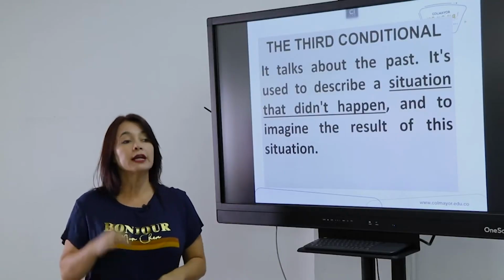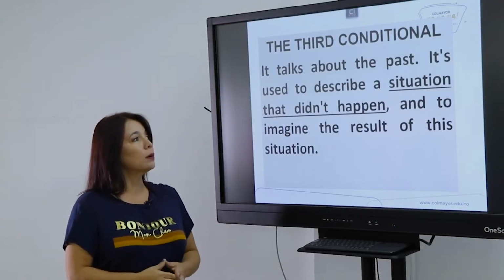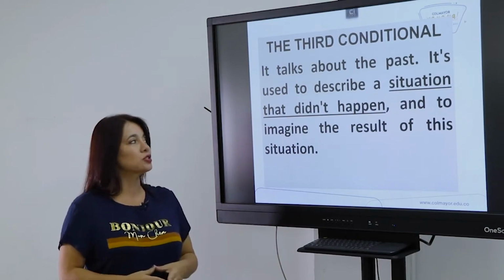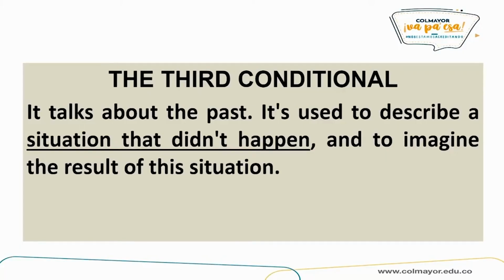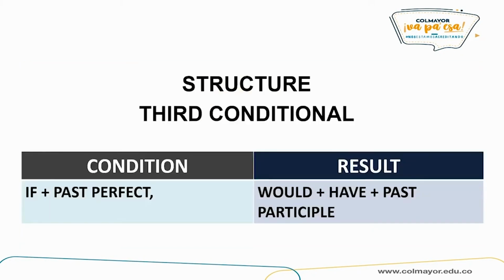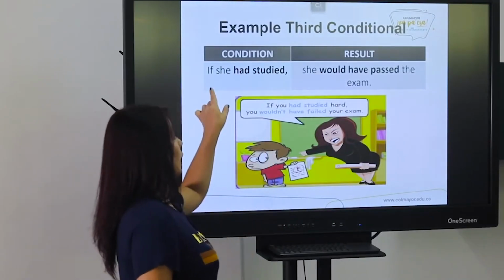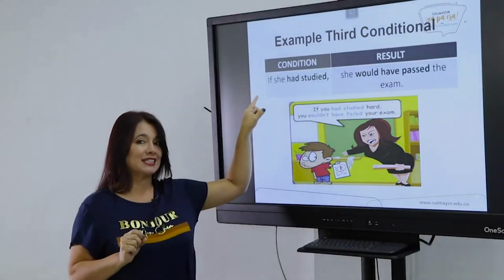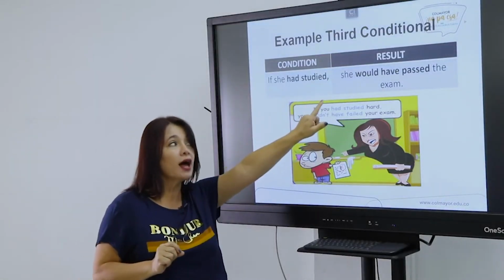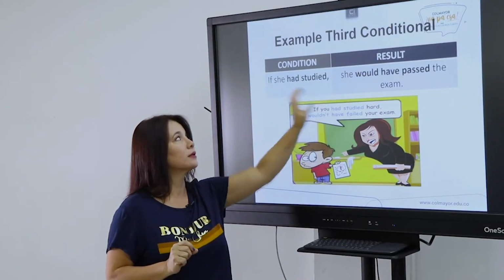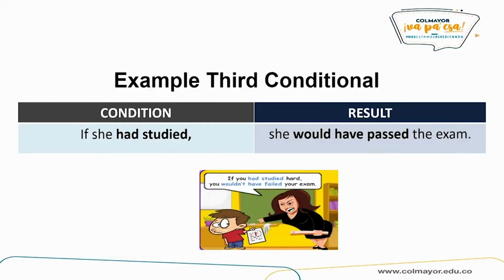Okay? Finally, the third conditional talks about the past. It is used to describe situations that didn't happen and imagine the result of the situation. For this we need past perfect, the topic that I explained in unit number 2, and would have. Example: if she had studied, she would have passed the test. Repeat: if she had studied, maybe she would have passed the exam.